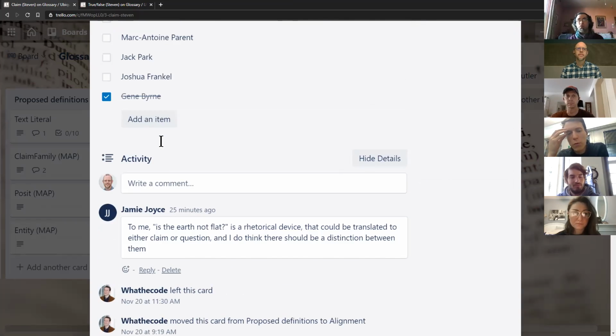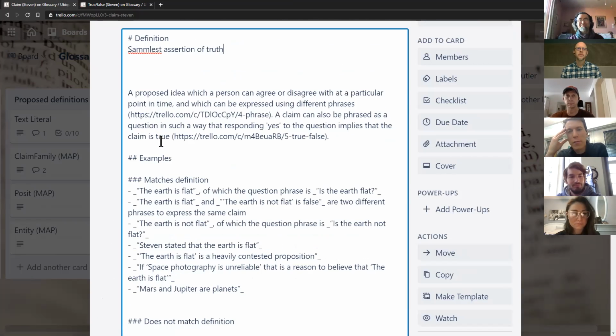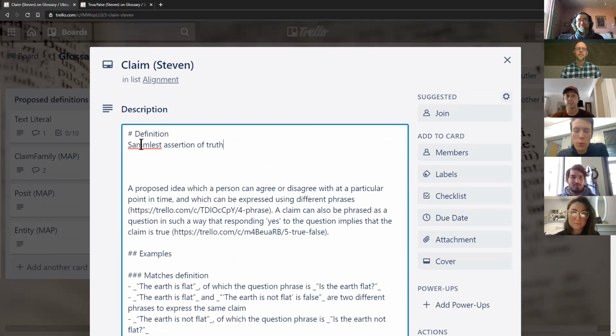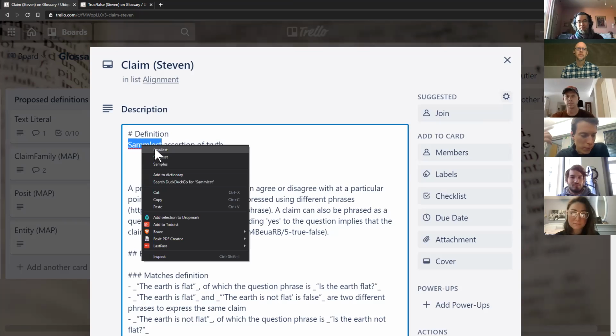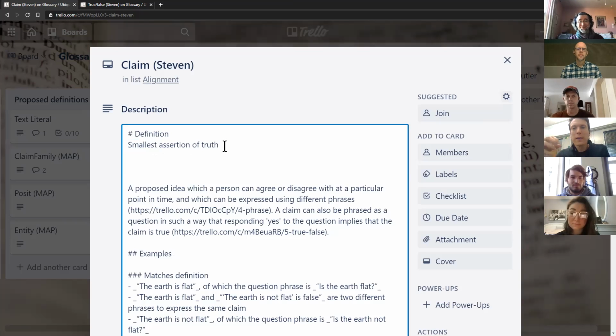And that's also why there are concrete concatenations of claims in the examples that do match the definition, because we do want incremental normalization, where you can then later have one complex claim and break it up into multiple claims, for example. Right. So we just remove the smallest word and just say assertion of truth.